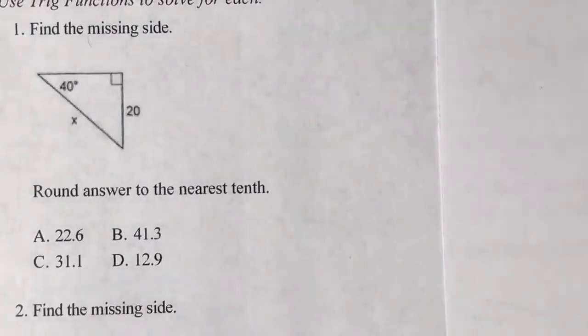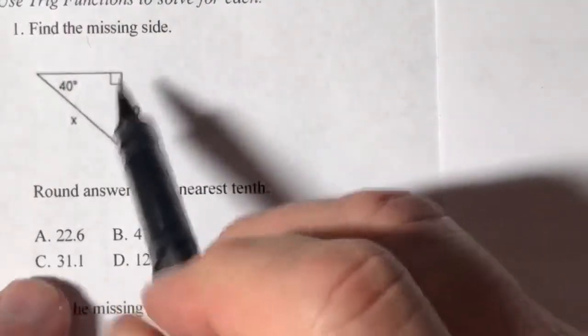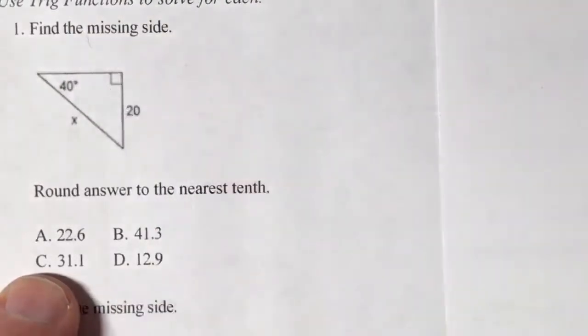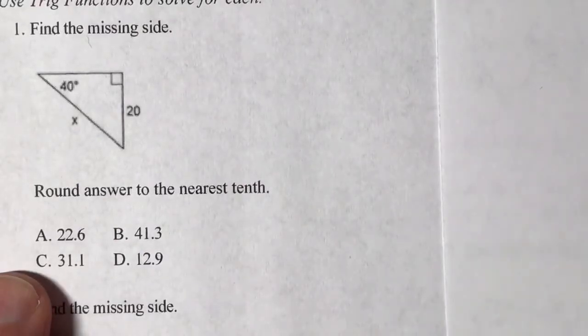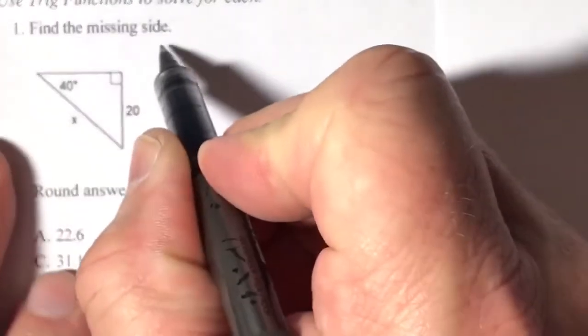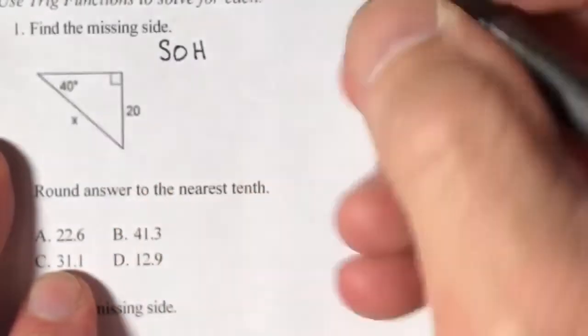Okay, we're going to use trig functions to find the missing side of a right triangle. You must have a right triangle to work these three basic trig functions. Also, I want you to get in the habit of writing down the acronym SOHCAHTOA. So go ahead and get SOH, okay?